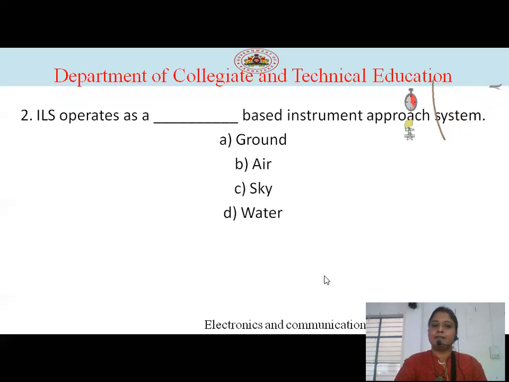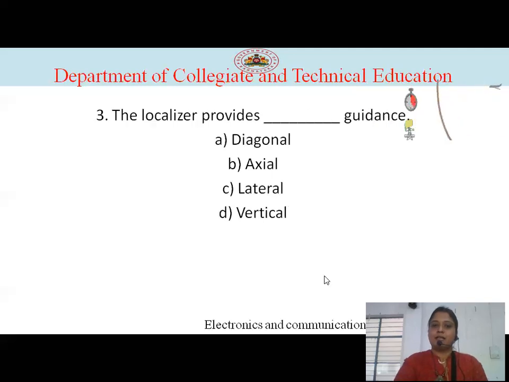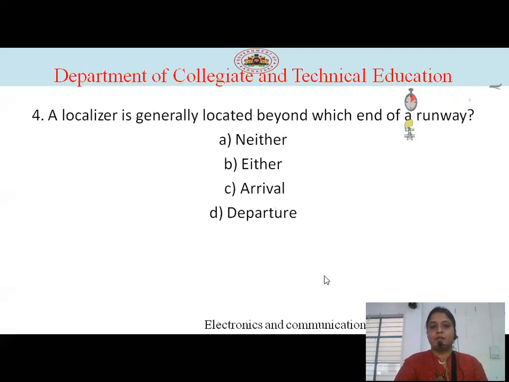ILS operates as a ground-based instrument approach system. It is ground-based here. The localizer provides lateral, horizontal guidance. A localizer is generally located beyond which end of a runway? Localizer, where is it situated? It is at the departure end of the runway.